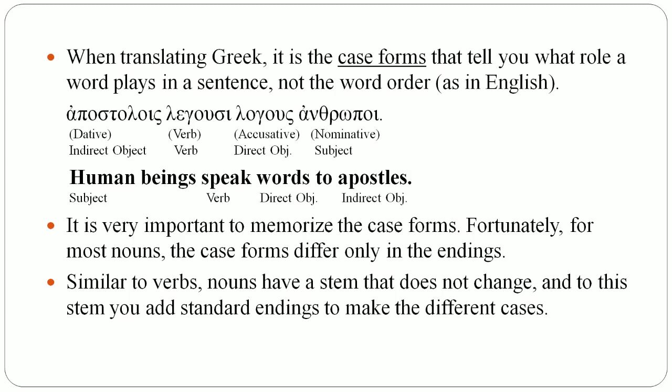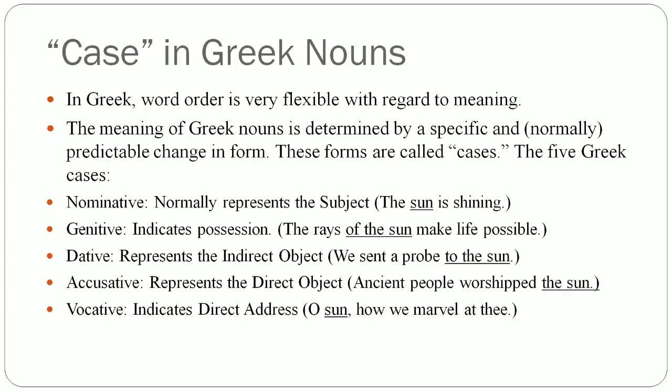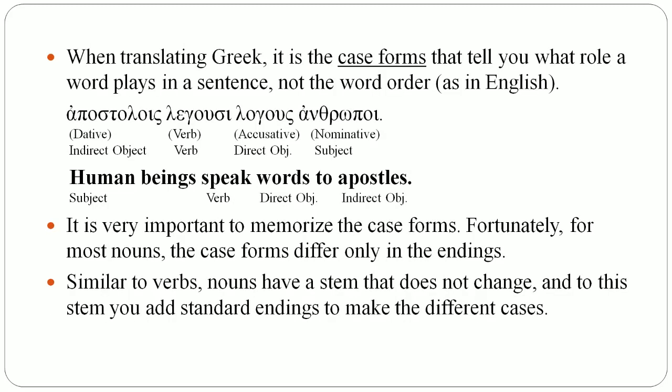Therefore, it is functioning as the indirect object, as in the previous slide here. You notice there dative represents the indirect object, and so here apostolos is dative. Therefore, it is the indirect object. We're going to be translating it somehow, to apostles.